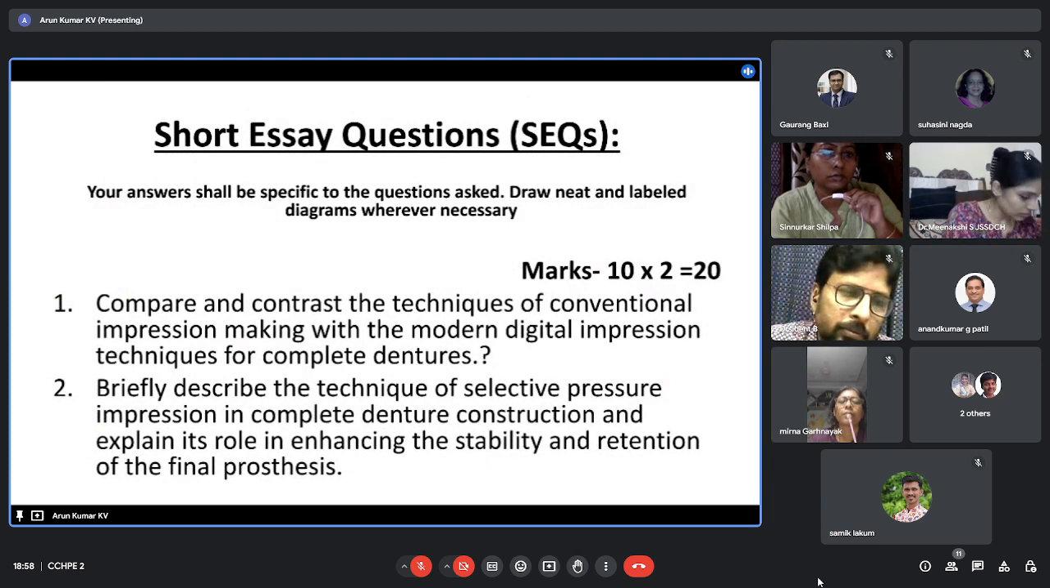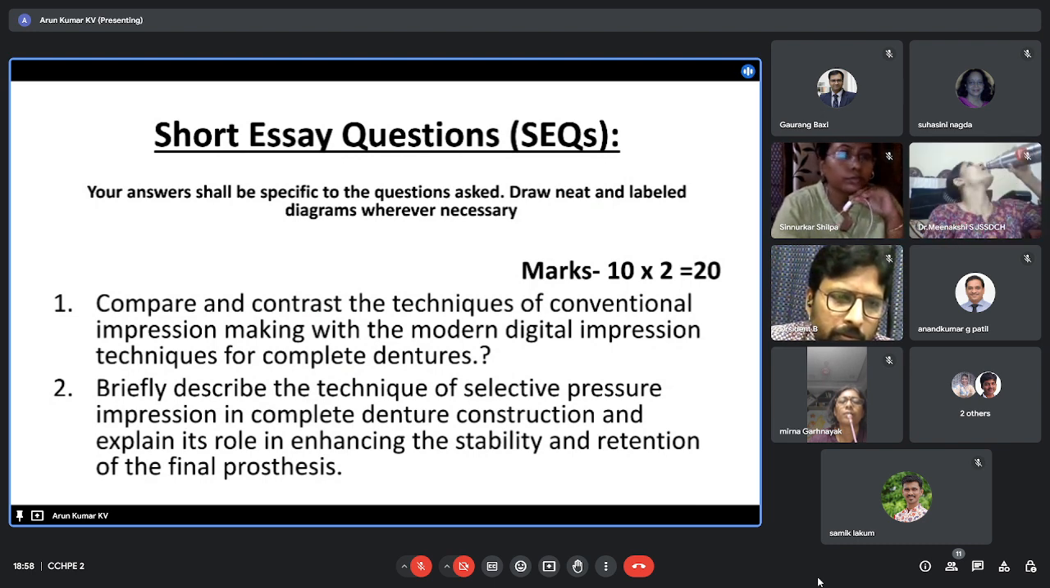So again, sir, this short essay question is for the final year formative and summative examinations, and it is meant for 10 marks. Compare and contrast the techniques of conventional impression making with the modern digital impression technique for complete edentulous arches.